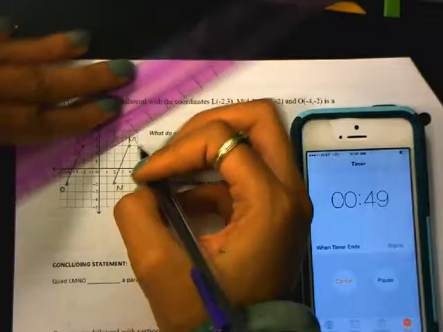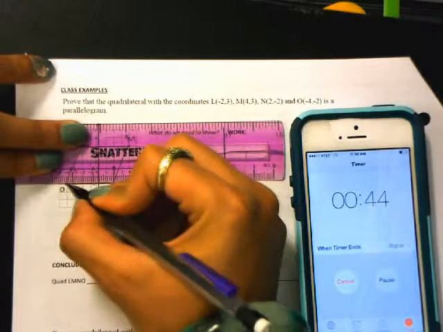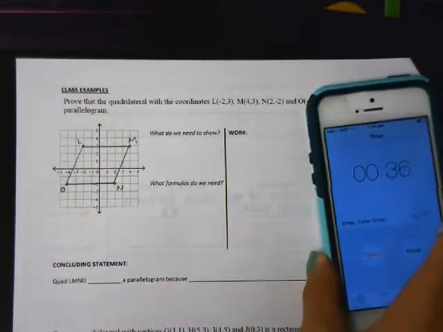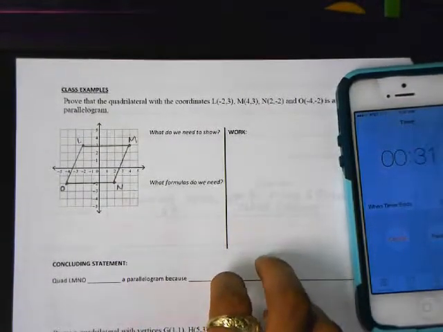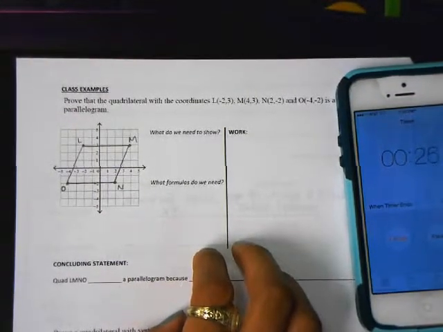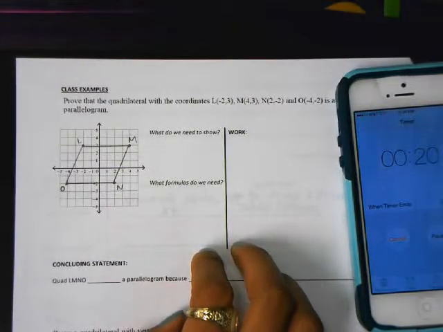Alright, so what do we need to show? This is a parallelogram. So I'm going to give us a choice. Okay? I'm going to give us a vote. There's 3 ways. So look at the 3 ways you can prove something's a parallelogram. Okay? 1, 2, and 3. Raise your hand if you want to do it the first way. Raise your hand if you want to use that first formula to prove that it's a parallelogram. Okay, I got 1. Raise your hand if you want to use the second formula to prove that it's a parallelogram. Alright, I got a few more. Raise your hand if you want to do it the third way. Okay? So I got the second way looks like it won.